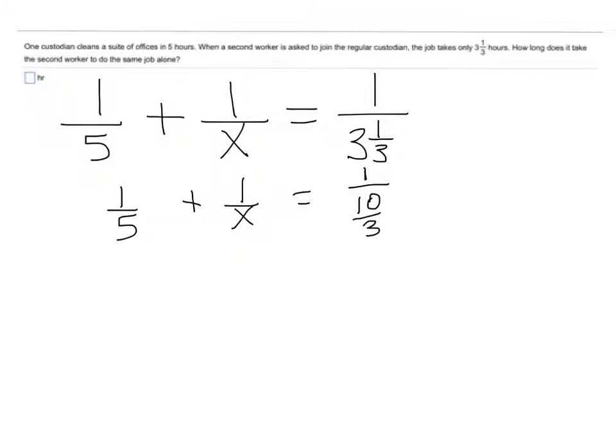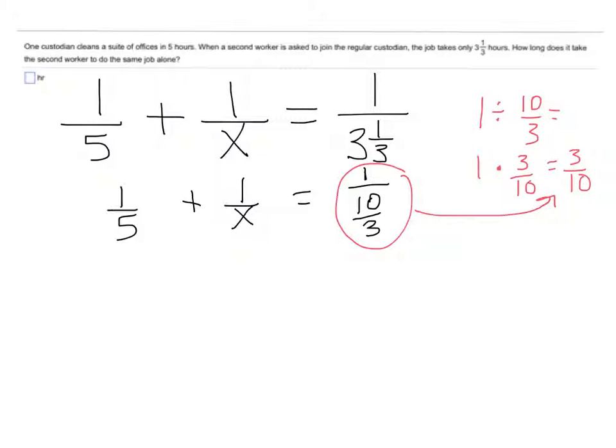But I'll do this to the side so you can see what happens here. I'm going to rewrite that as 1 divided by 10 over 3. Well, that's the same thing as 1 times, and we flip our fraction and multiply. 1 times 3 tenths is just 3 tenths. So I can replace this with 3 tenths because it's the same thing. So now I have 1/5 plus 1 over x is equal to 3 over 10.